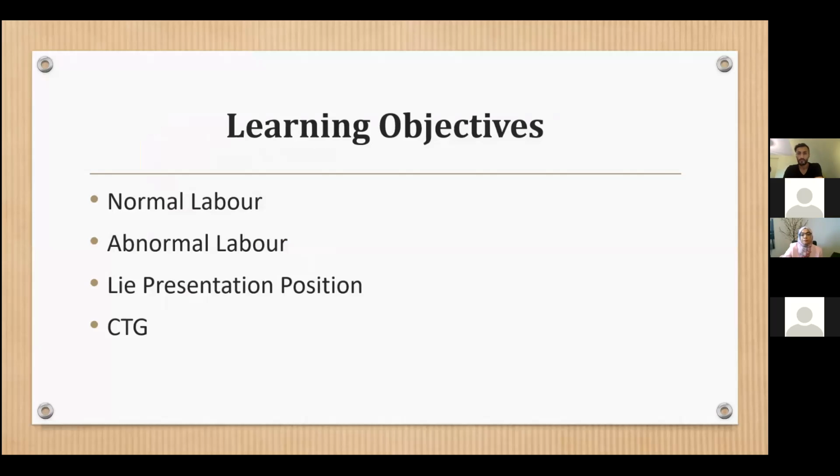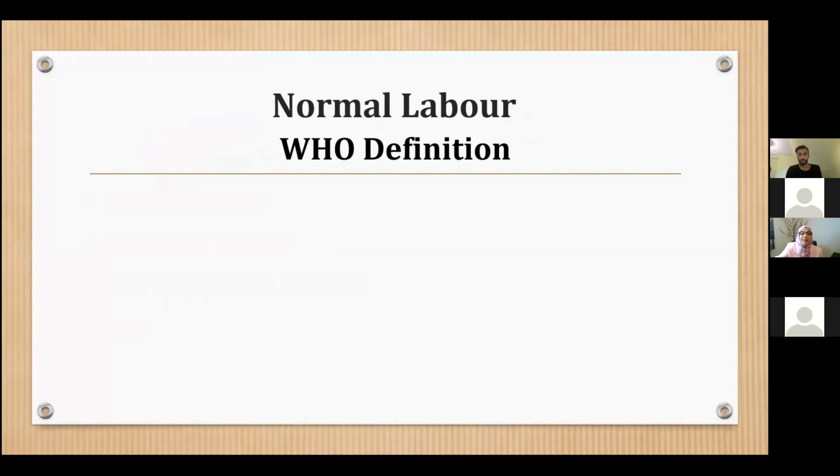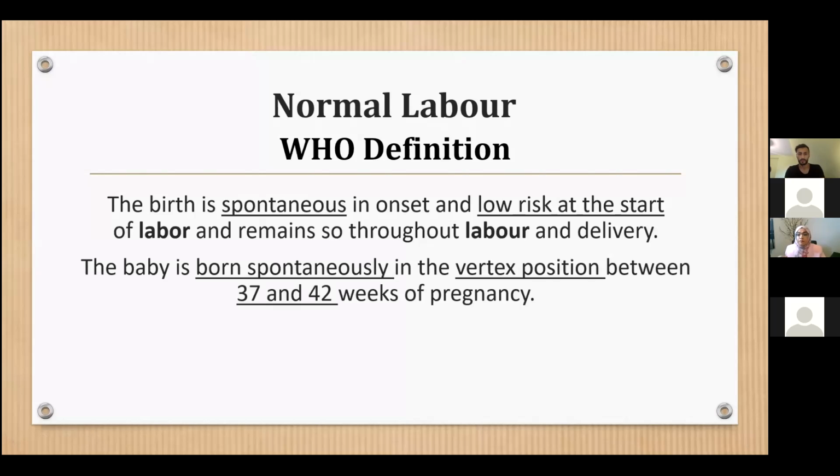So the learning objectives: we'll talk about normal labor, abnormal labor, what is lie, presentation, position, and then of course the CTG. Now, coming to definitions, I chose the WHO definition because everybody's coming from different parts. The WHO defines normal labor as birth which is spontaneous in onset and low risk, and remains low risk throughout labor and delivery. The baby is born spontaneously in the vertex position between 37 and 42 weeks of pregnancy.